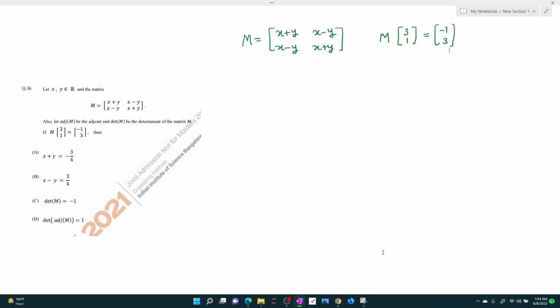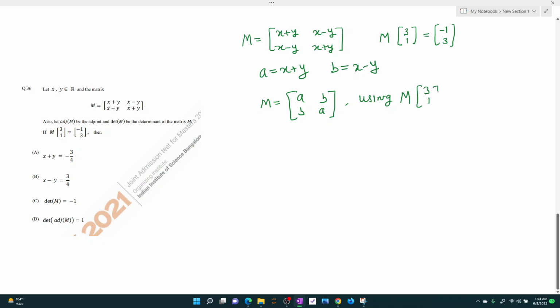But the point here is the values are x plus y, x minus y, x minus y, and x plus y. So can I write down some other constants instead? Let's say a is nothing but x plus y and b is another constant which is nothing but x minus y, for variables x and y, right? So in this case, this M becomes nothing but a, b, b, a, right? So using the condition, M times (3, 1) equals (minus 1, 3), right?